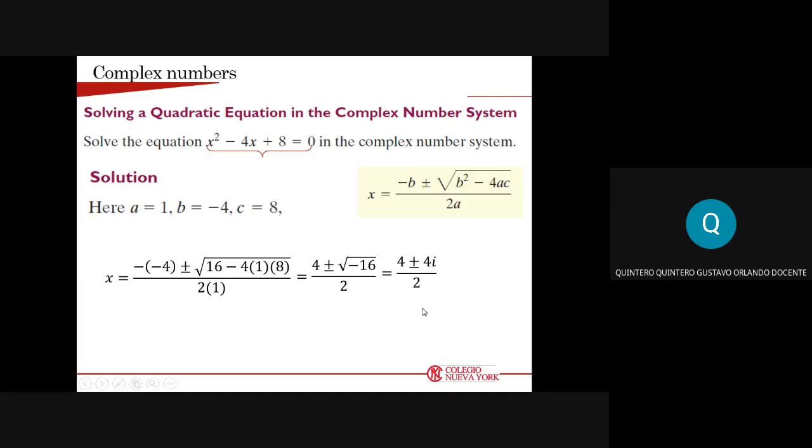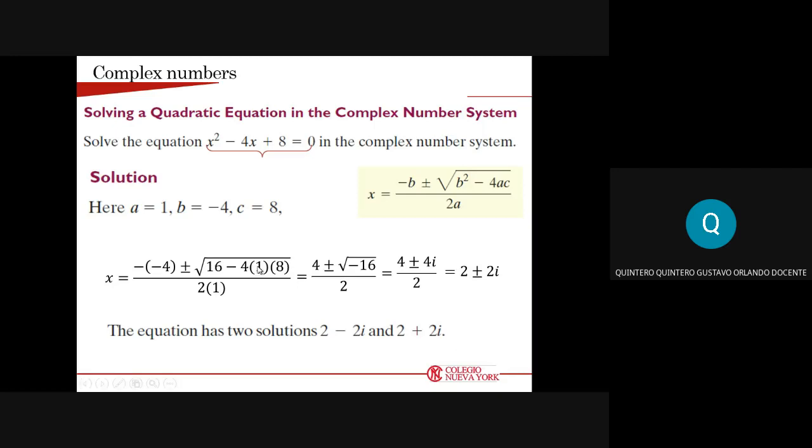From here, we know we have two solutions. By the way, we can simplify the 2 and the 4, right? If we simplify this, 4 divided by 2 is 2, and 4 divided by 2 is 2 as well. So from here, we know we have two solutions. One is going to be with the positive sign, and the other one is going to be with the negative sign. So we have 2 plus 2i and 2 minus 2i. The equation has two solutions.